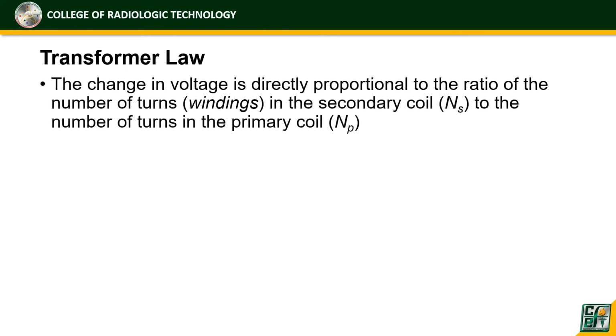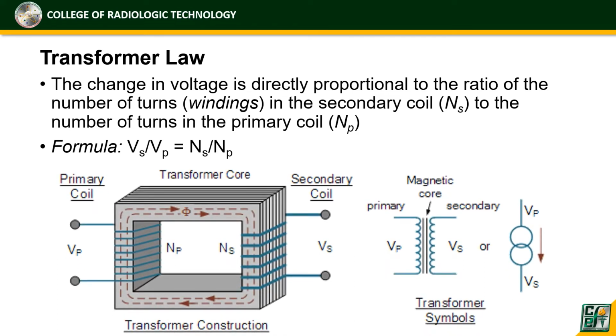Next is the transformer law. It states that the change in voltage is directly proportional to the ratio of the number of turns or windings in the secondary coil, or N sub S, to the number of turns in the primary coil, or N sub P. So the formula is V sub S over V sub P equals N sub S over N sub P. Okay, where V is voltage and N is the turns of the coil.